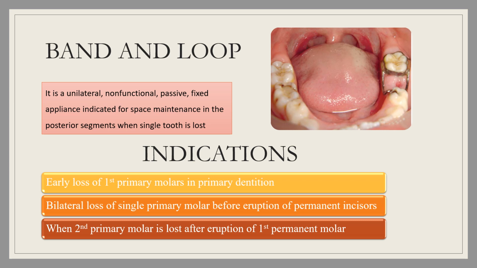The first indication is early loss of first primary molars in primary dentition. When there is loss of the first primary molar, you will take support from the second primary molar and then give the band and loop space maintainer to maintain the space. And when there is bilateral loss of a single primary molar before the eruption of the permanent incisors, we'll go for bilateral two band and loop space maintainers. And when the second primary molar is lost, after the eruption of the first permanent molar, then you can take the support of the first permanent molar to band and give a band and loop space maintainer. So these are the indications of band and loop space maintainer.